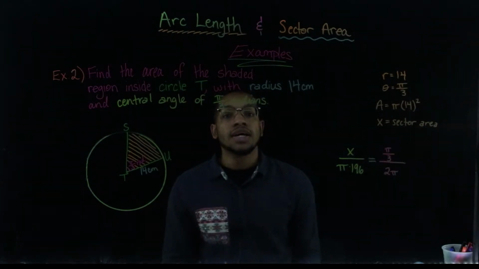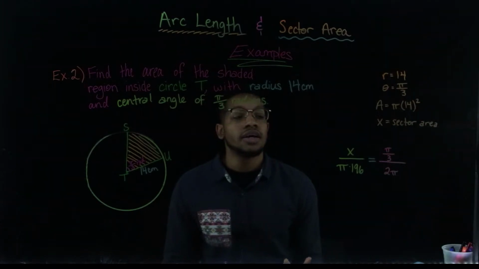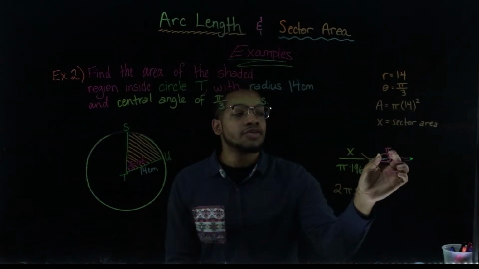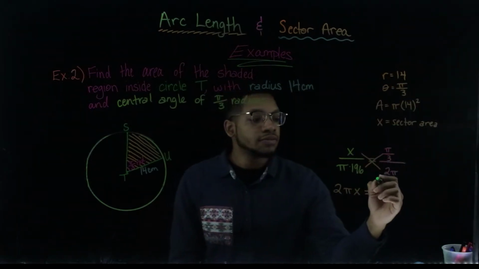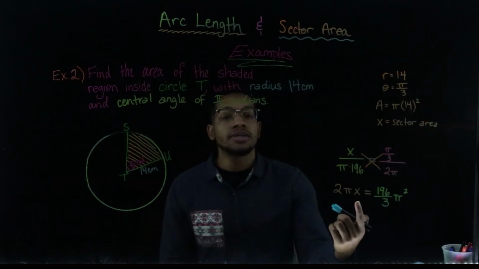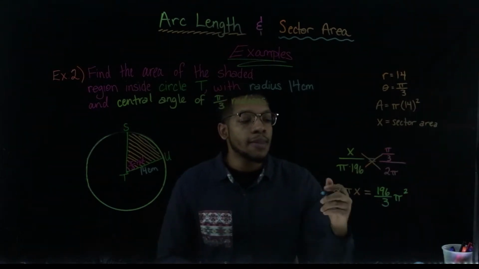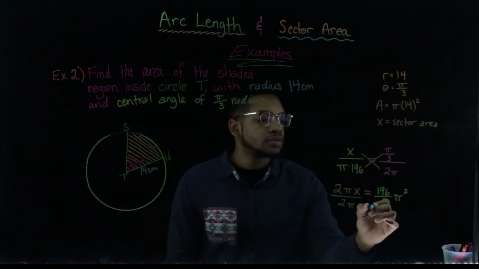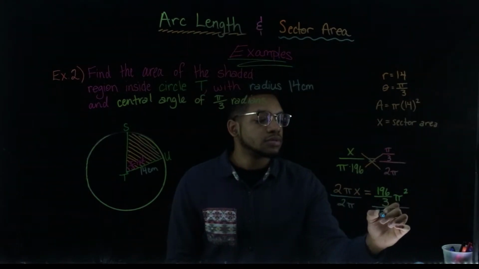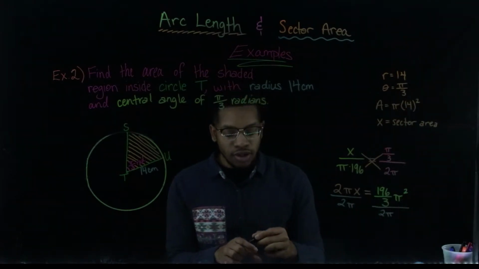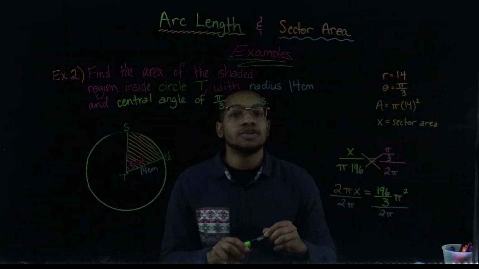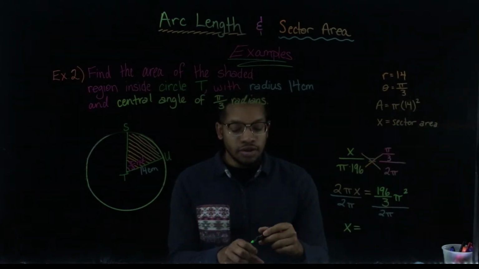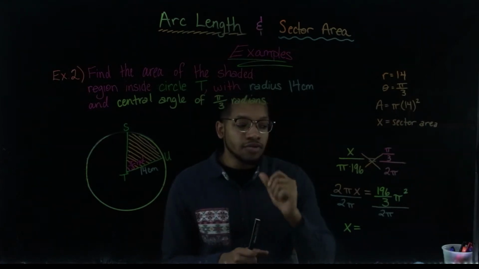All right, so just like last time, all we gotta do is cross multiply and then get X by itself, and then we'll be done. And then for this 196 divided by 3, I can just leave that as it is. All right, so now if we wanna get X by itself, we just divide both sides by 2 pi. And then on the left side, the 2 pi's cancel out. So we do have X by itself, which is what we want.